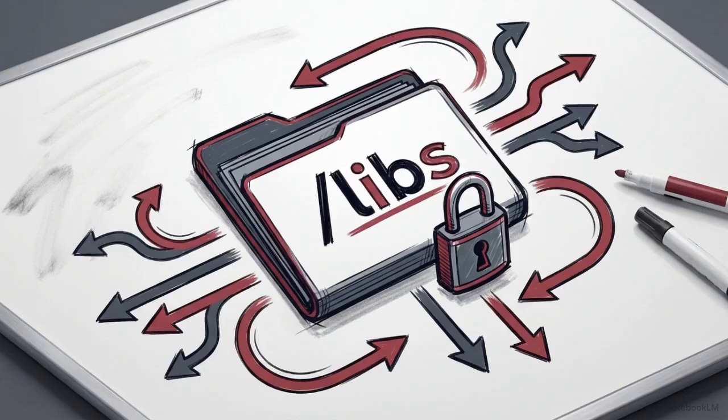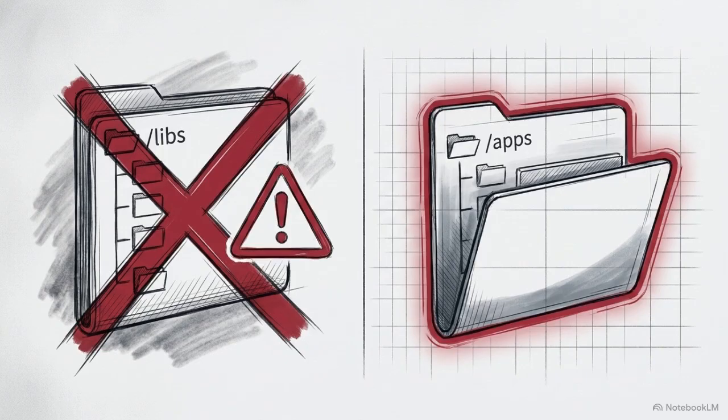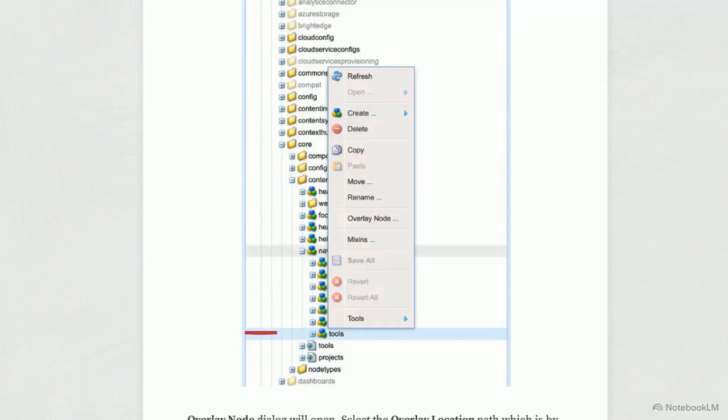AEM's default tools live inside the /libs directory. Modifying anything directly inside /libs is a guaranteed way to cause system failures the next time Adobe pushes an upgrade. We need a safe alternative. Looking at CRXDE Lite, we start at the Core Navigation Tools node. To safely add our option, we right-click this node and select Overlay node.